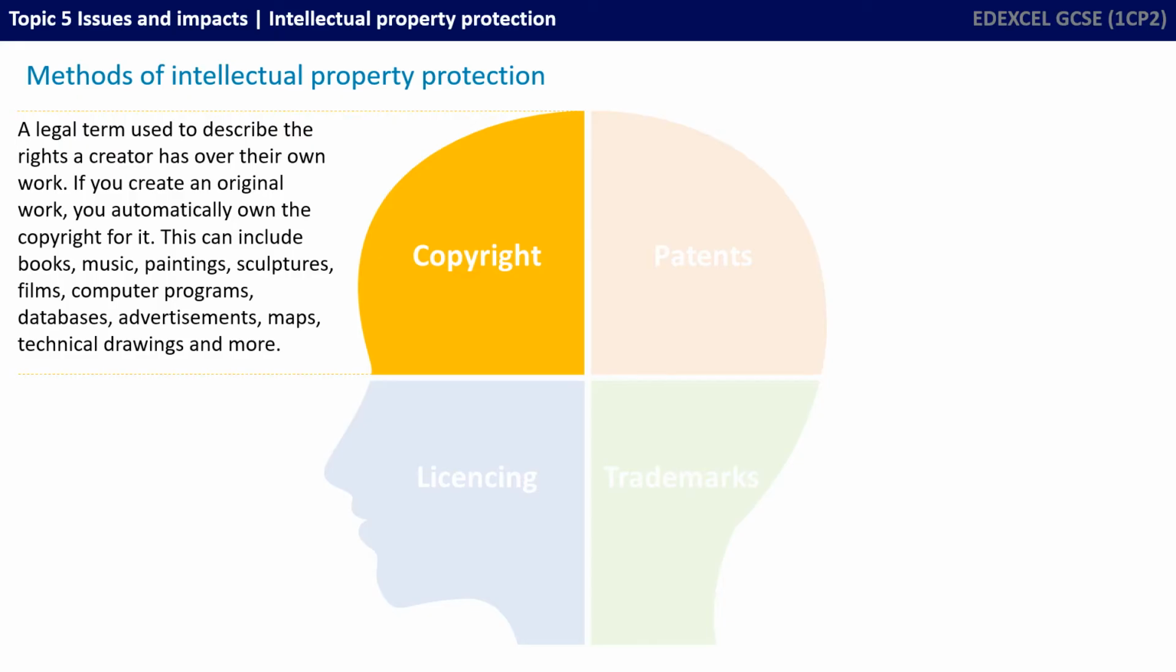So copyright is a legal term used to describe the rights a creator has over their own work. If you create an original work, you automatically own the copyright for it. It's not something you actually have to apply for or pay for. This can include books, music, paintings, sculptures, films, your own computer programs, databases, advertisements, maps, technical drawings, and much, much more, as long as it's an original work that you have created.